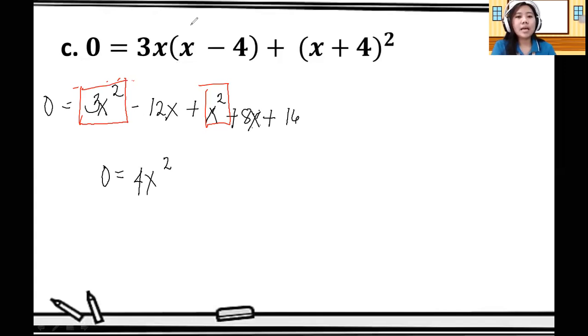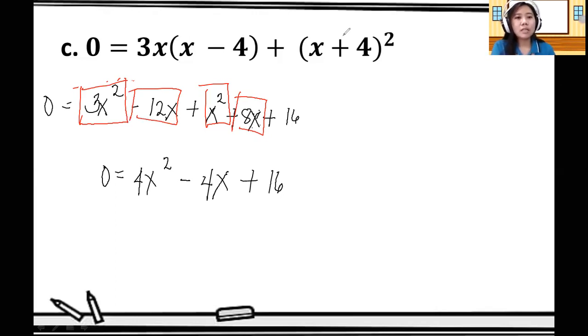What else? Meron pa ba kayong nakikitang magkapareho? Po, the negative 12x and the positive 8x. So, negative 12x plus 8x is equal to negative 4x. Very good. Now, then add 16. Copy 16. We can identify now the values of A, B, and C.